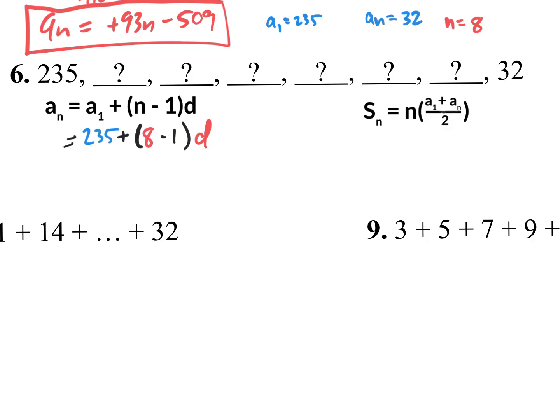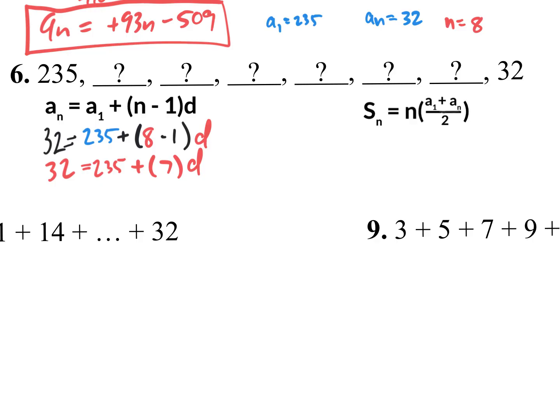Now, the problem is we need this to be a number in order for us to be able to solve for d. Do we know what this number is? It's 32. That's right. A sub n is that last number. First number, last number. So it's 32. So we're going to plug in that 32 as well. So now we have an equation that we could solve for. Let's actually do that. We're going to have 235 plus parentheses 7 times d equals 32.